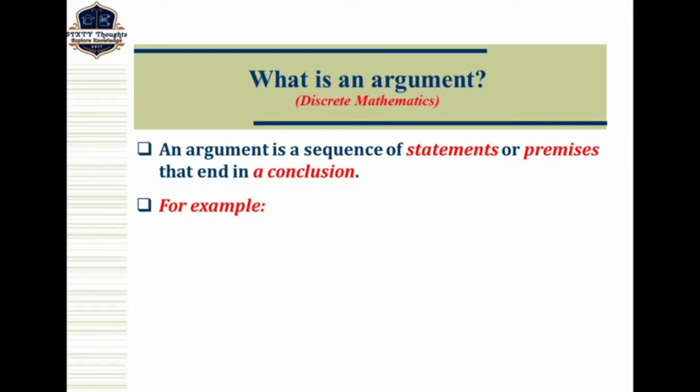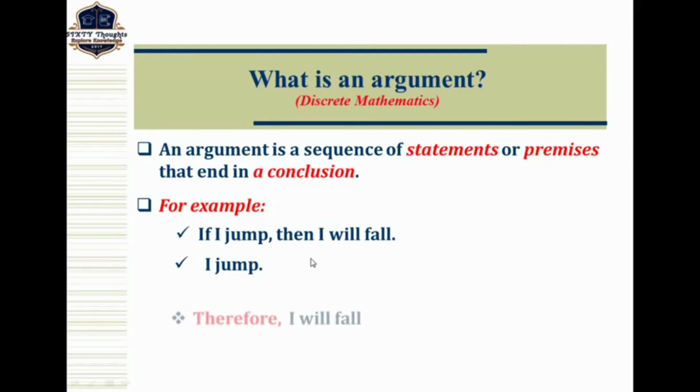Okay, so for example, we consider one example. Let us consider two different premises. One is, if I jump, then I will fall. Okay, second one, I jump. Okay, so using these two premises, from which the conclusion follows, what? Obviously, we get: I will fall. Okay, so this is called an argument in discrete mathematics.